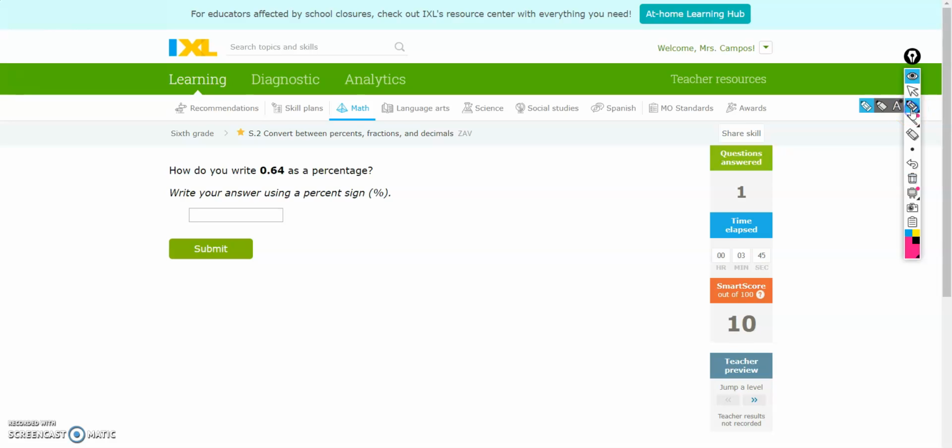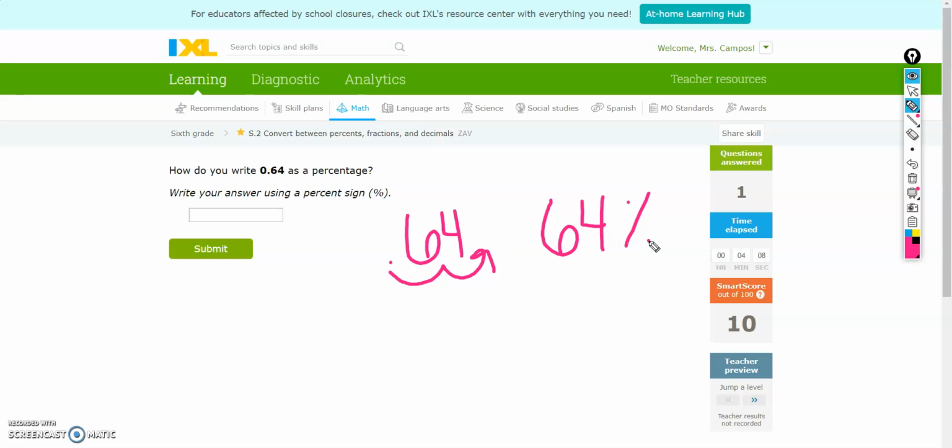Now it says, how do you write 64 hundredths as a percentage? So we have 64 hundredths, and we want to make it not into a decimal, but a percentage. So we will move it 2 places to the right. So that becomes 64%. You can do the circles, or you can do the dots. I've seen it both ways. Alright, so we have 64, and then it wants you to do the percent sign.